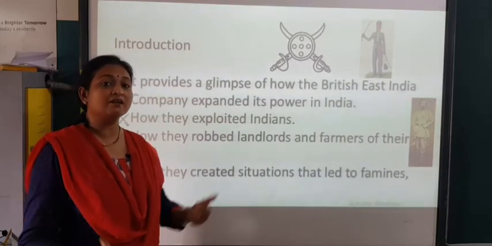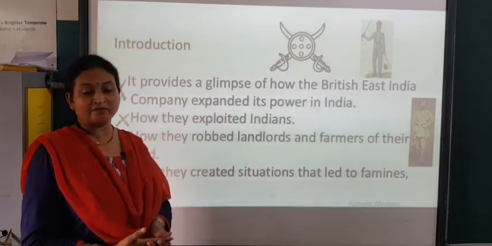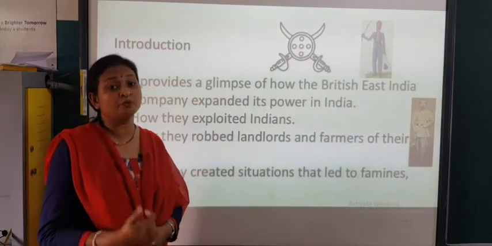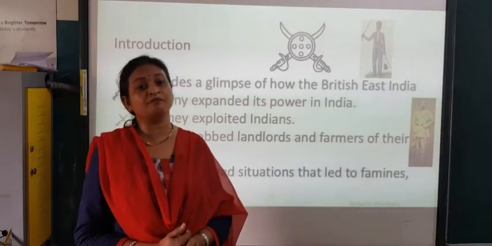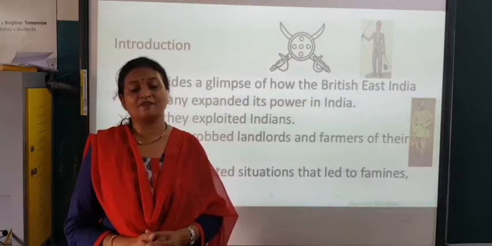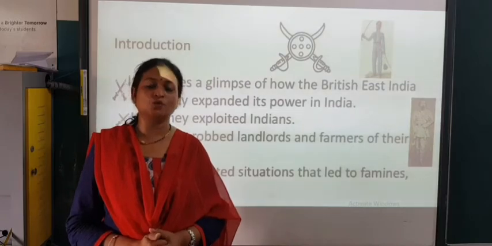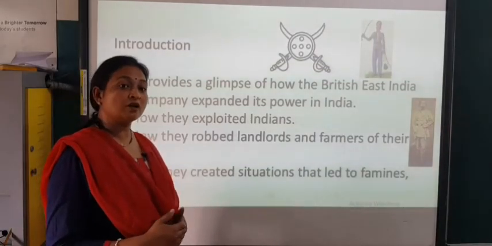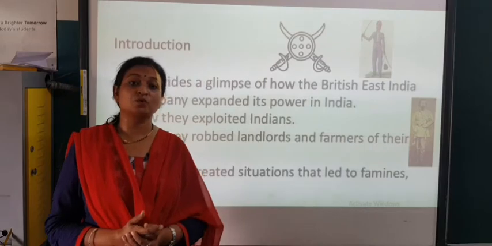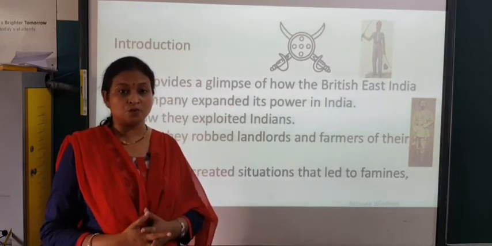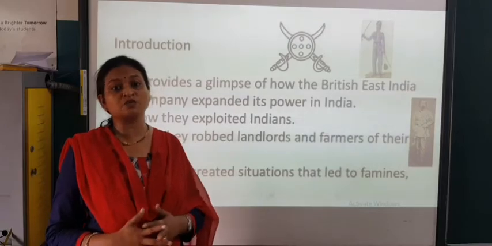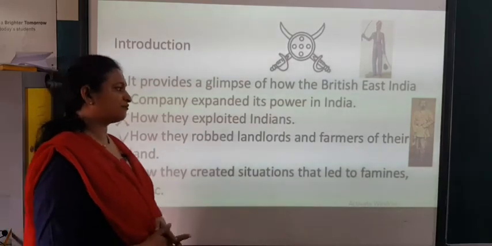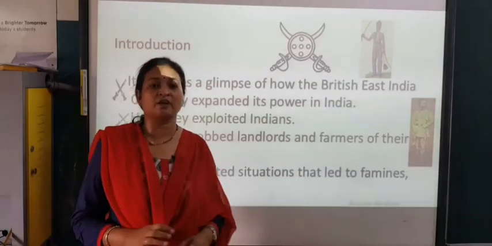They just came to India for trade purposes, and we never thought that they would be here for 100 long years, and we Indians would be struggling. So many of our freedom fighters have sacrificed their lives to get the freedom. We are really indebted to all of them. How they exploited Indians. What all tortures Indians had to go through because of their strict rules, because of their very partial rules for Indians and for white people. How they robbed landlords and farmers of their land. It's a true story of exploitation.